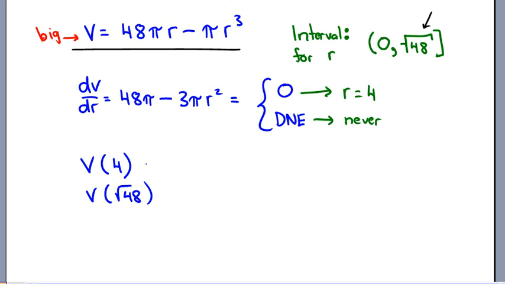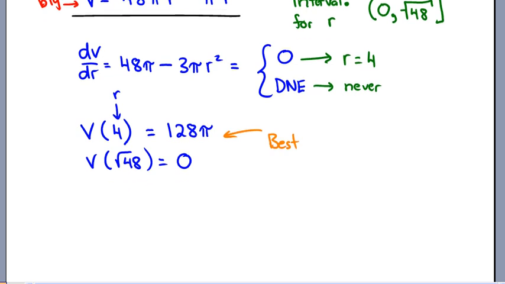And the answer, when I put 4 in for R, I get a pretty decent volume. I get 128 pi for my volume for my tuna. And when I put in that root 48, I get nothing, no tuna at all, right? And all I'm doing here is just putting in my contenders for R. So clearly this is your best volume right there. 128 pi is more than 0. And so I'm pretty much done.